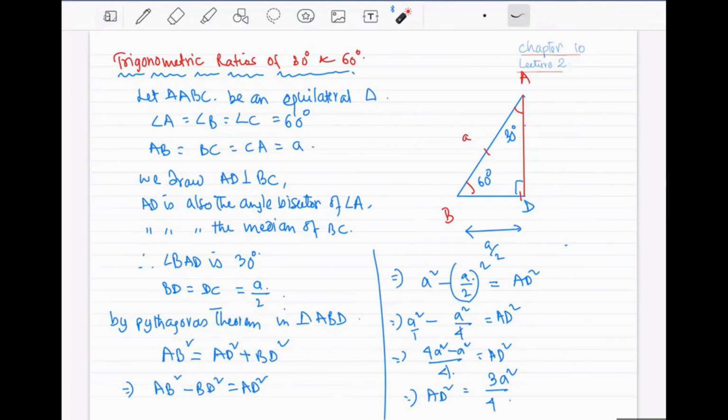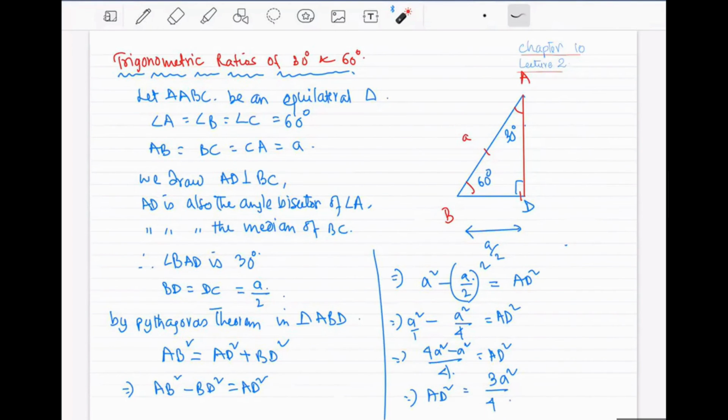Because there are squares, we have to open the square. A square remains the same. A by 2 whole square: square for A, square for 2. So we get A square over 4. So you take LCM for 1 and 4. We got 4 here. Cross multiply 4A square, cross multiply A square. This is simple subtraction, right? So I change the side, I put AD square here, and 4A square minus A square is how much? 3A square. The denominator is 4 right here. So the final value is 3A square by 4.